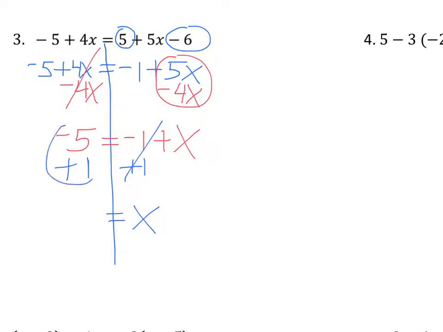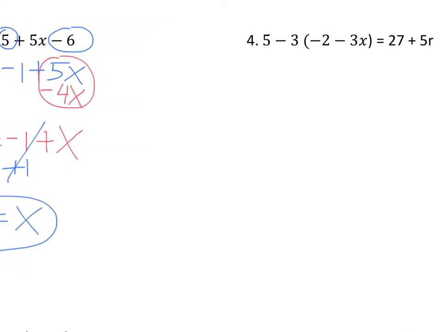Add 1 to -5, and we're going to have -5 plus 1, which is -4. So that's my answer right there. X equals -4. So that wasn't too bad. It took us about 3 or 4 steps. Let's move on to an even harder one, or one that's going to take even more steps, number 4.